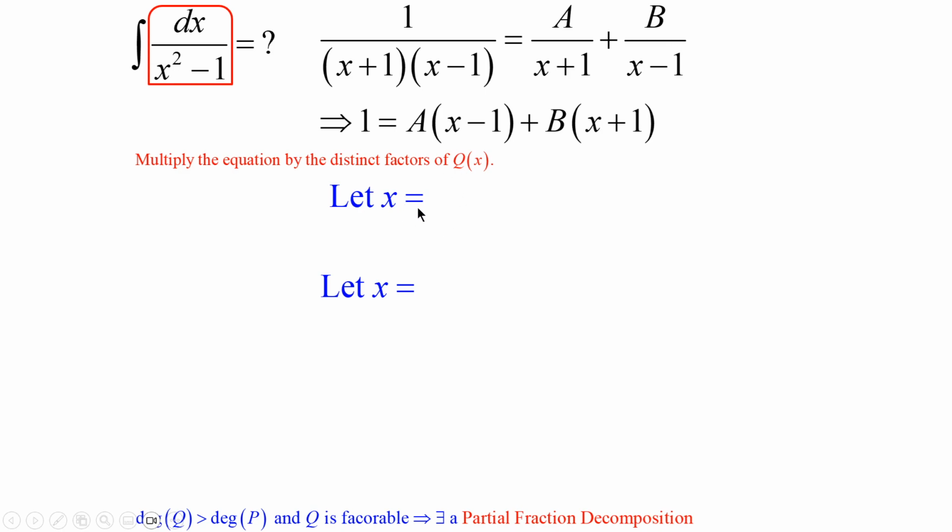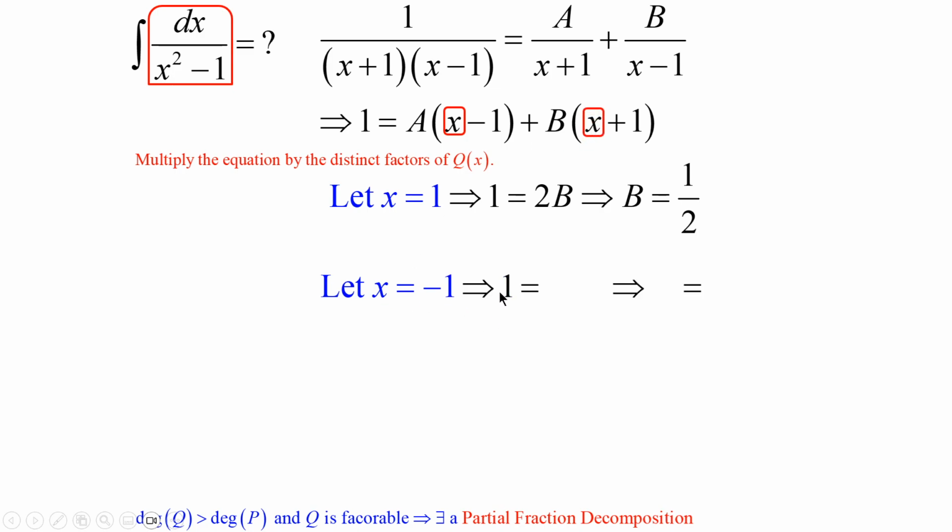Let's let x equal a number that's going to cancel one of these terms. See that right there? I could let x equal 1. And what happens if I plug that into that equation? I'm going to get 1 equals A times 1 minus 1 is gone, and I'm left with 2B. So B is 1/2. Now let's do the same thing with x as negative 1. So this time I'm going to get 1 equals negative 2A plus 0. So A is negative 1/2.